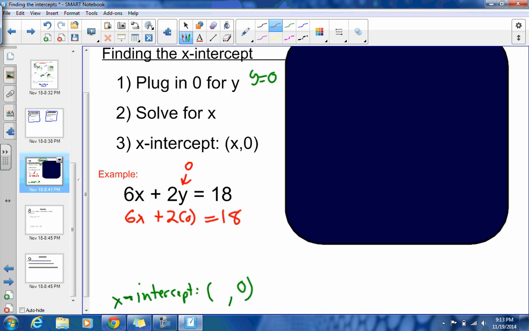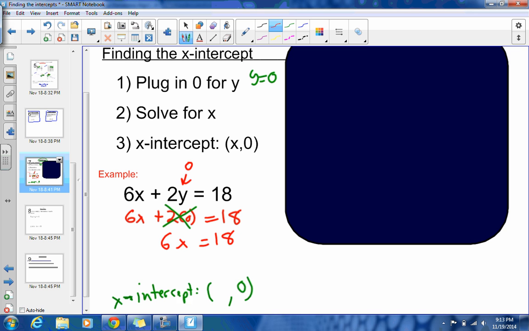And if you know anything about multiplying by 0, this whole thing is going to be 0. So it's going to be 6x plus 0. So I'm just going to cancel that out in green because 0 is just 0. If you add 0 to anything, it doesn't do anything. So we really just have 6x equals 18.